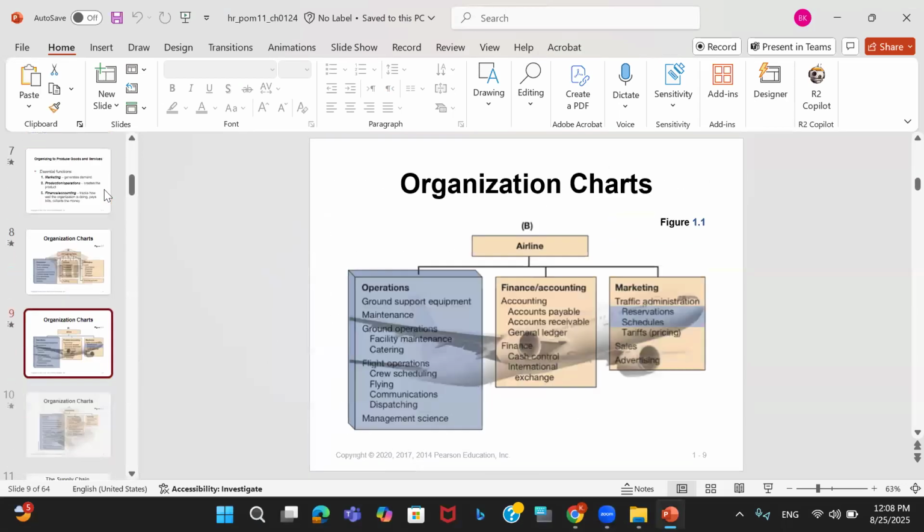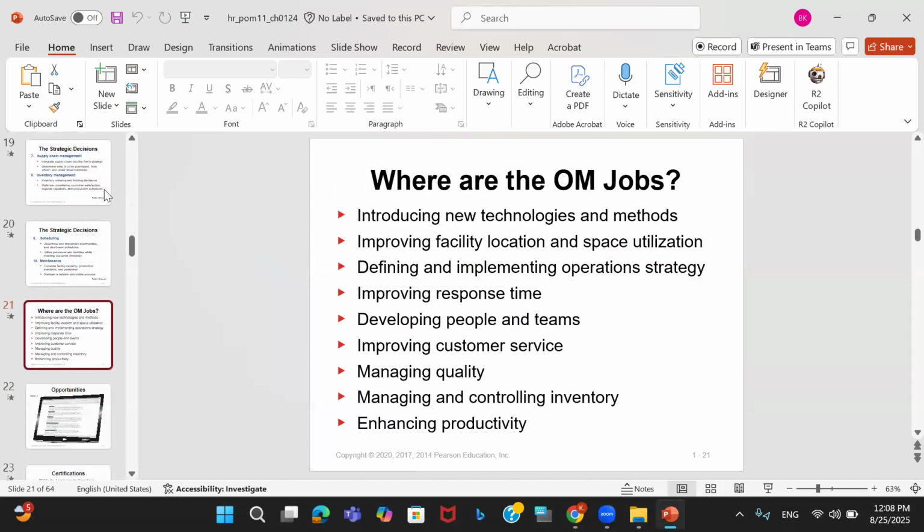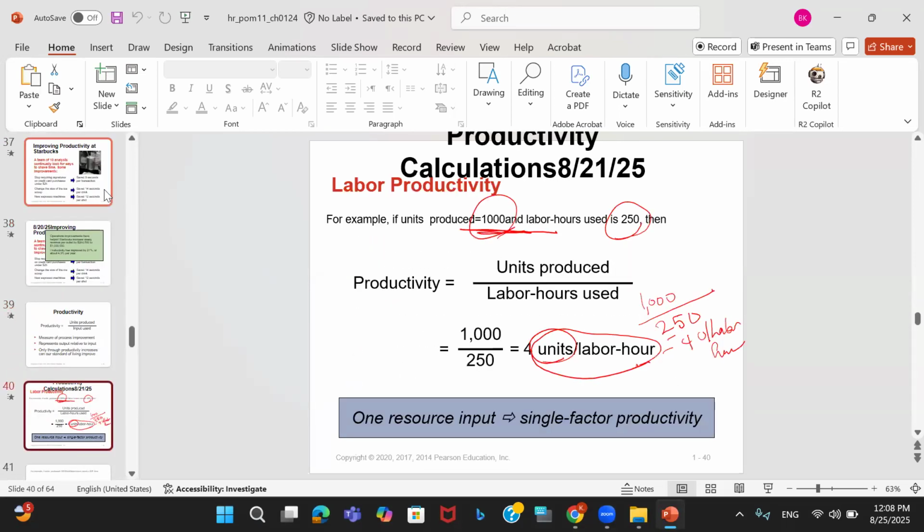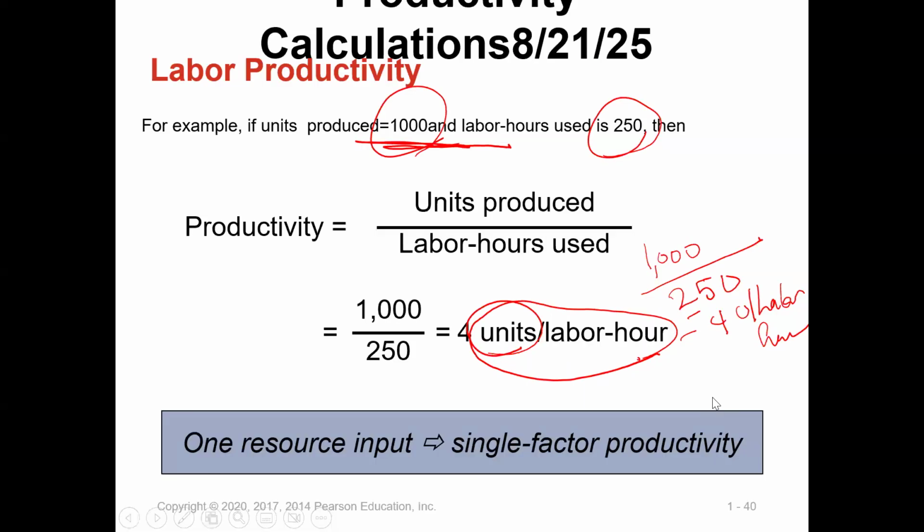Last time we talked about operations management and single factor productivity. We said, for example, if we want to calculate the labor hour productivity, and we have 1,000 units produced, the output, and 250 hours used, then the labor productivity is equal to 2,000 divided by 250, so 4 units per labor hour.